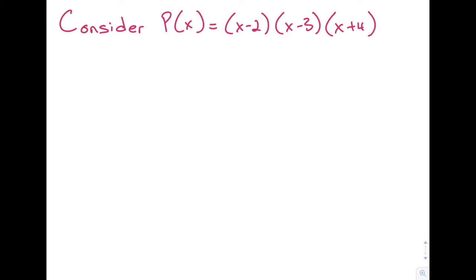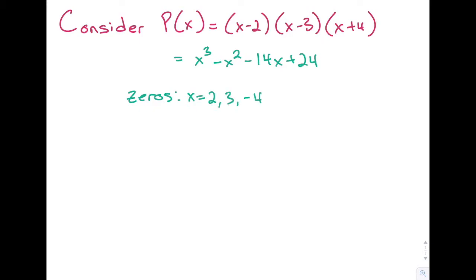To begin, consider the polynomial p of x equals x minus 2 times x minus 3 times x plus 4. If we were to expand this, and I'm not going to do all the steps, we would get something like x cubed minus x squared minus 14x plus 24. And we also notice that the zeros of the polynomial are x equals 2, 3, and negative 4.